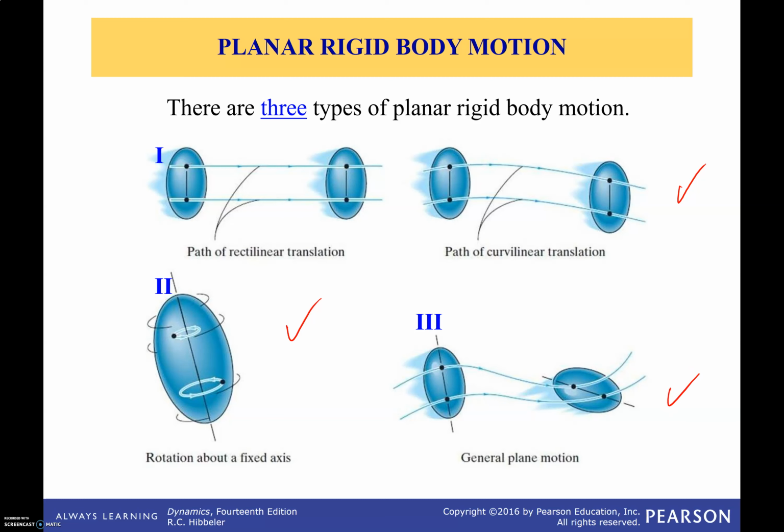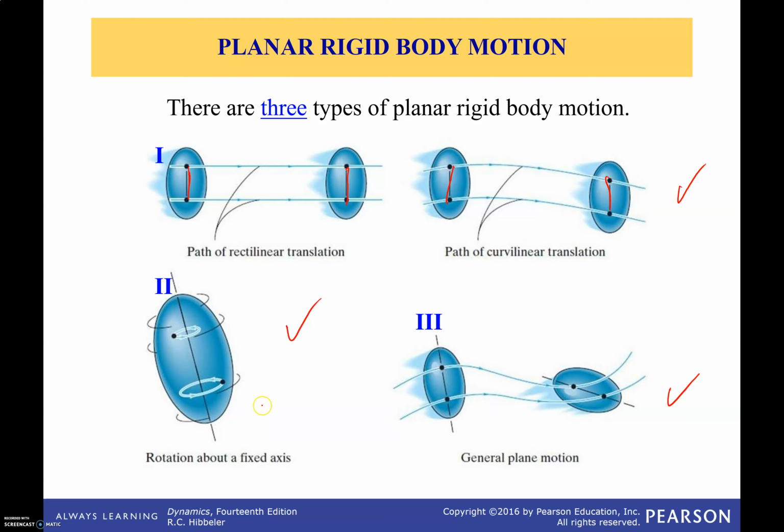For translation, you can see here that if you have these lines between two points, those lines never change orientation. As the body moves, these lines always have the same orientation. This one is vertical and it's always vertical. Here, this one is vertical and it's always vertical. This is the key defining feature of translation. You can have rectilinear translation or curvilinear translation, and when you have translation, you just use the techniques we've used in previous chapters.